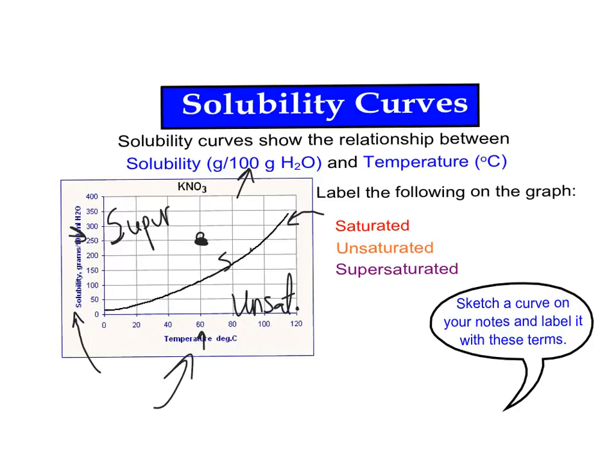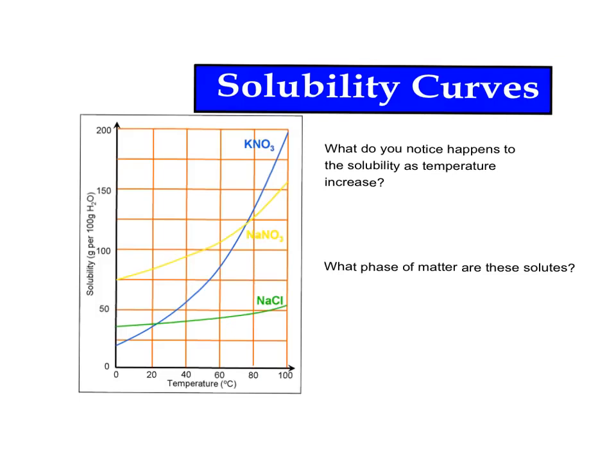Everything directly on the line is saturated. So I have supersaturated above the line, saturated on the line, and unsaturated anywhere below the line. And now we can bring back in this idea of factors and understanding how the factors of temperature, and really temperature is what we're going to look at for solubility curves, what else that can tell me, what else I can infer. So as I'm looking at this graph, we can see that as my temperature increases, my solubility is also increasing. So what do I notice happening to solubility as temperature increases?